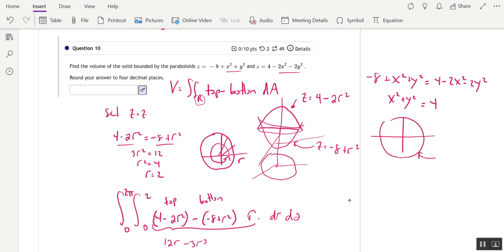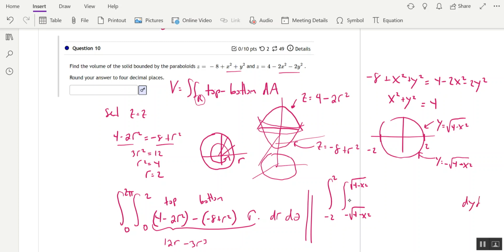The bottom of the circle would be y equals negative the square root of 4 minus x squared. The top is y equals positive the square root of 4 minus x squared. And x would go from negative 2 to 2. So the rectangular setup would be a double integral. X goes negative 2 to 2. Y goes from negative the square root of 4 minus x squared to positive the square root of 4 minus x squared, dy dx. The top curve was 4 minus 2x squared minus 2y squared. And then the bottom curve is negative 8 plus x squared plus y squared.